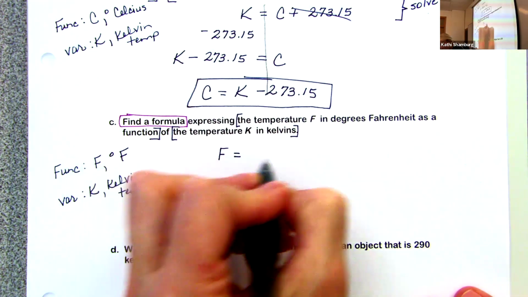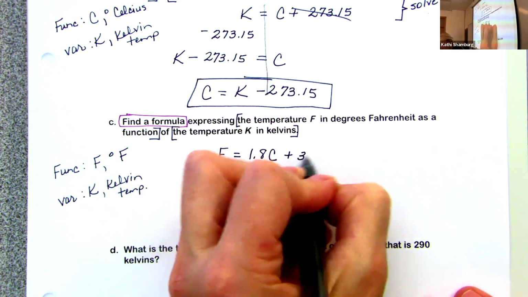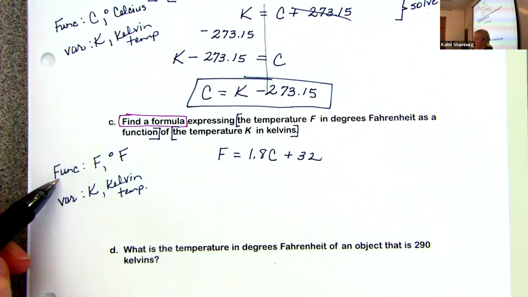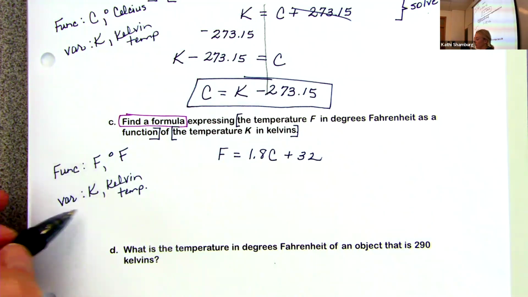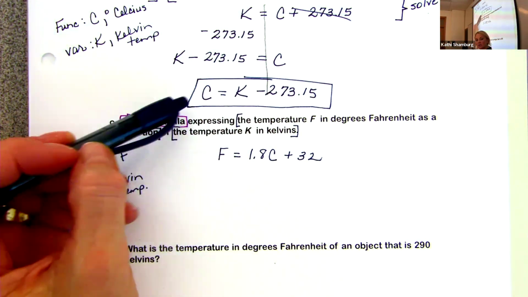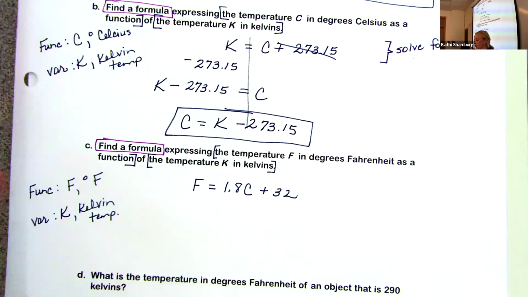So F equals 1.8 C plus 32. Now, if they wanted the function F and the variable C, we'd be done. It's already in that form. But we need the variable to be K. There's not a formula anywhere that I can find right now that has the F with the K. So, any thoughts on what we did in part B that might be helpful for part C?